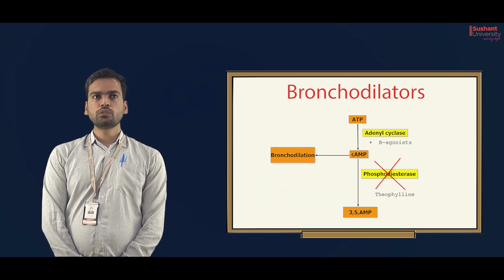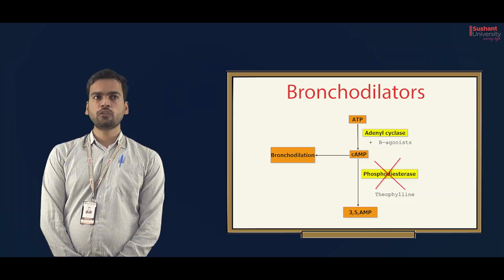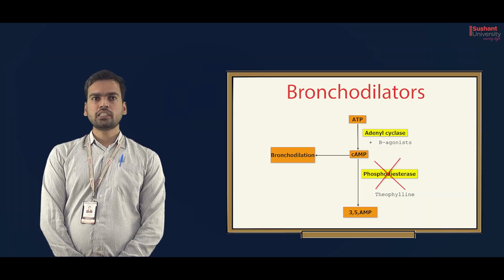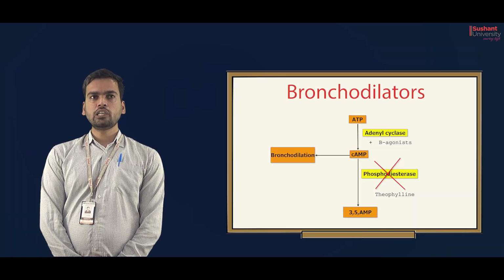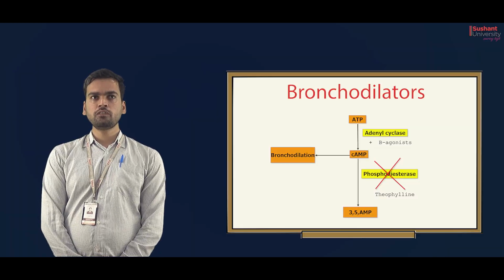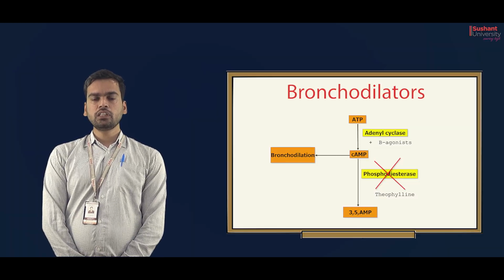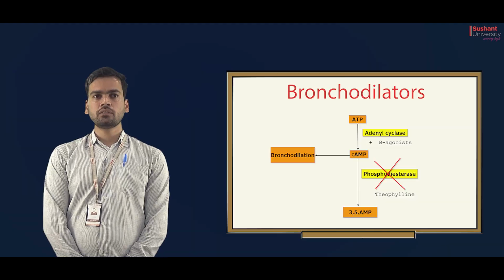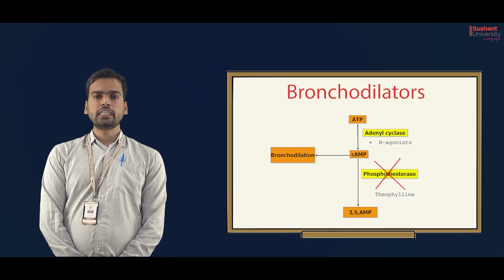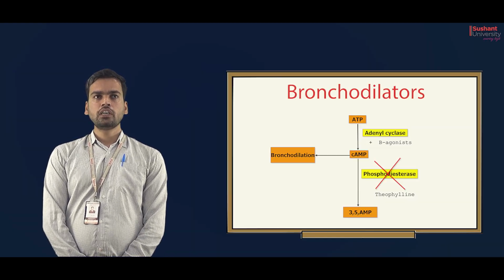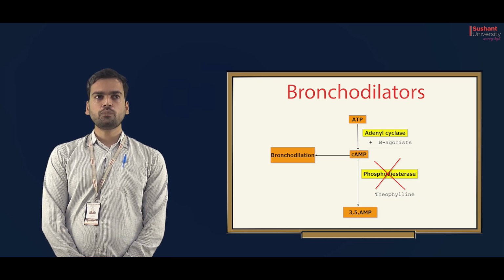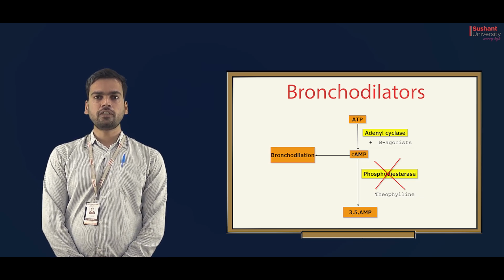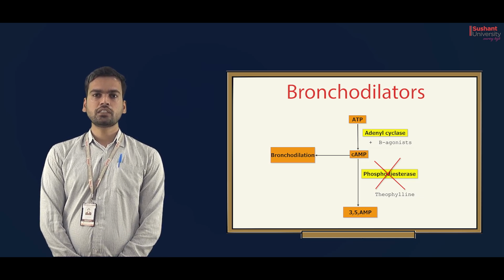Here we are able to see the basic mechanism of action of phosphodiesterase inhibitors. ATP is directly converted into cAMP with the help of adenylyl cyclase, and further it is converted into 5'-AMP with the help of phosphodiesterase. Theophylline acts on that phosphodiesterase and inhibits its actions. So our bronchodilator effects will be provided by this type of medicine.